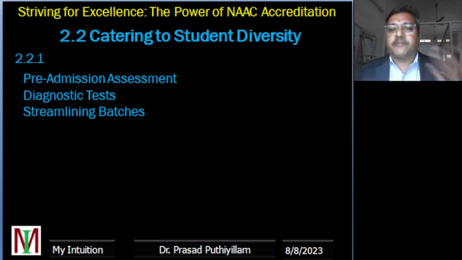So each head of the department of the different programs, along with their senior faculty, should cross check and analyze what CO, PO, PSO mapping is done for a particular subject of their students, and whether the mapping is done properly. If not done, they have to guide the faculty to plan it accordingly.